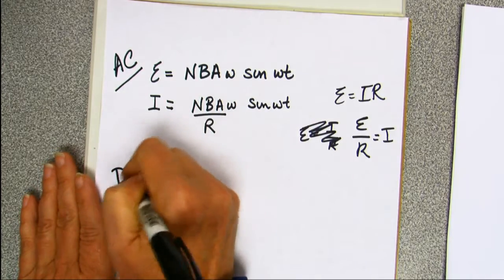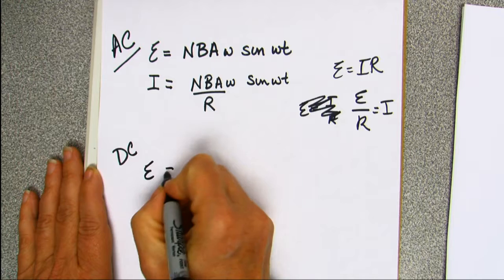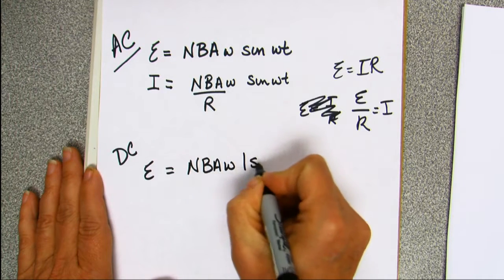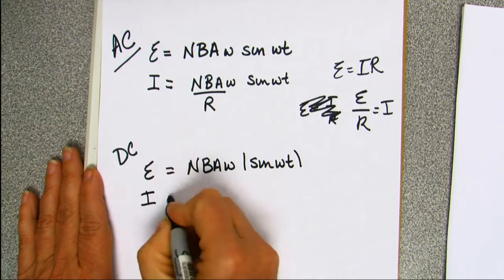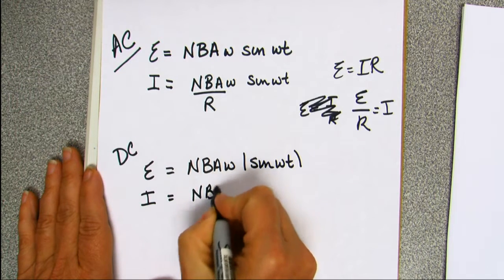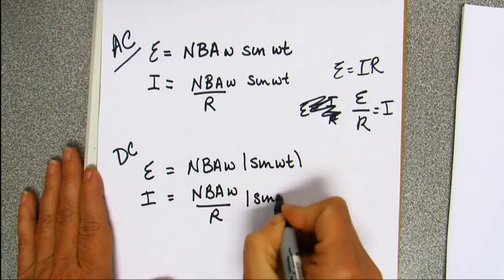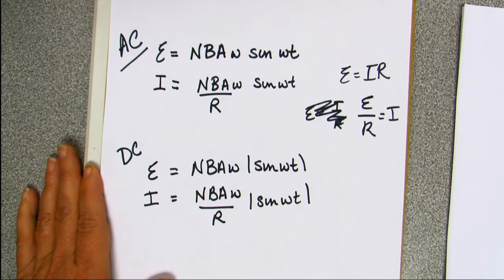For DC current, things don't look much different except for this. The EMF is NBA omega, absolute value of sine omega t. I becomes NBA omega over R, absolute value of sine of omega t. The forms of these two equations are the same, and I don't have anything different.